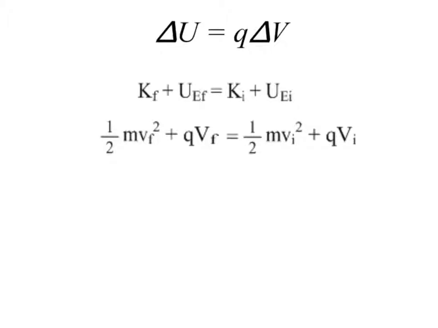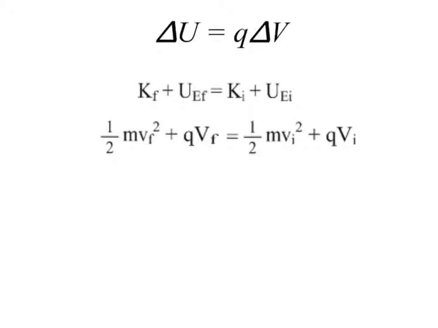Conservation of energy tells us that my final kinetic energy plus my final electric potential energy will be equal to whatever kinetic energy I started with plus whatever electric potential energy I started with. And if we pull out each expression for our different energies, this is what we end up with: 1/2 mvf squared plus qVf equals 1/2 mvi squared plus qVi.